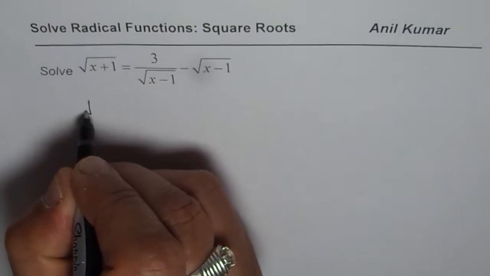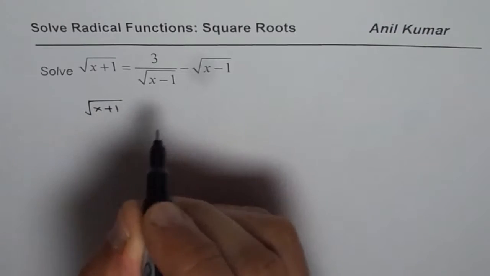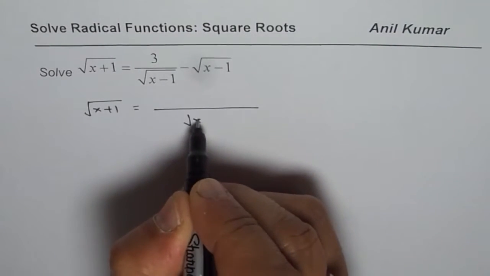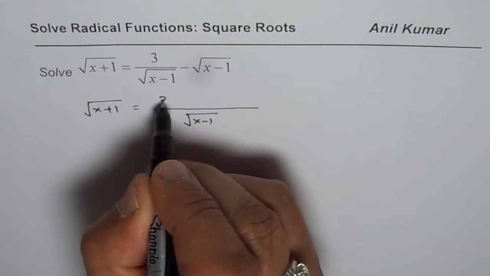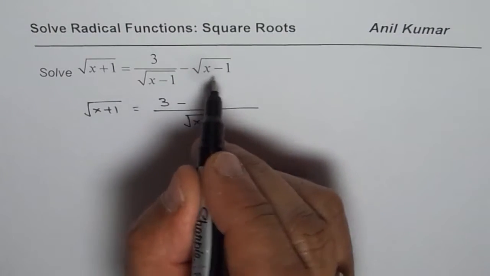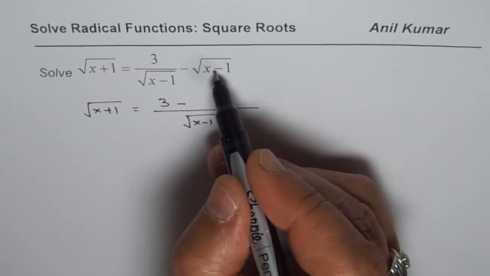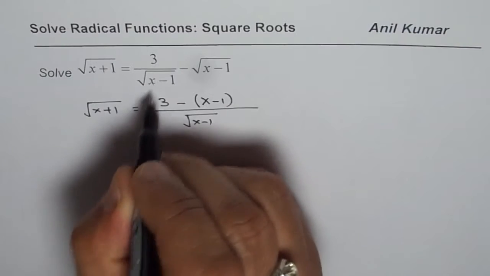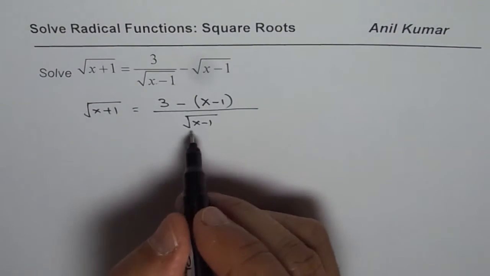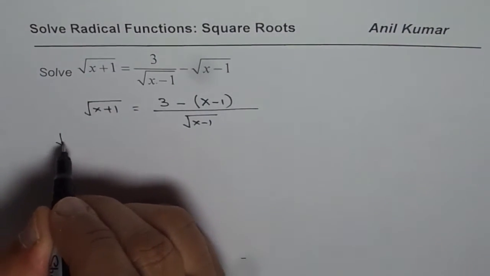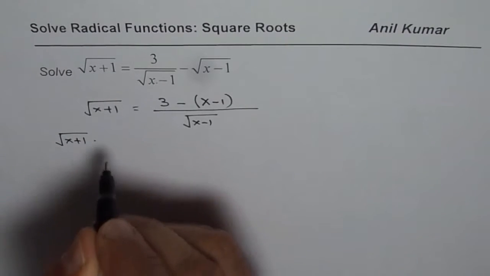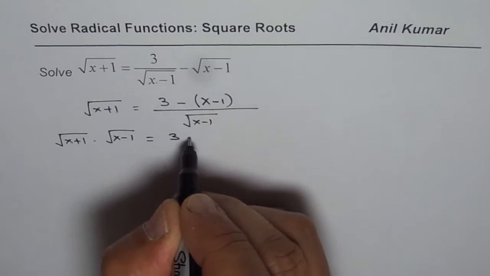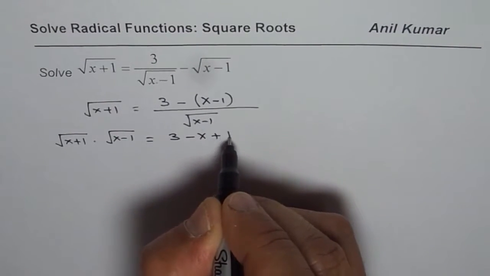Let us rewrite this with a common denominator of square root of x minus 1 on the right side. So on the right side we get square root of x minus 1 in the denominator, and 3 minus, when you multiply this term by square root of x minus 1, you get x minus 1, right? So that is what you get. Now we can cross multiply, so we have square root of x plus 1 times square root of x minus 1 equals 3 minus x plus 1.